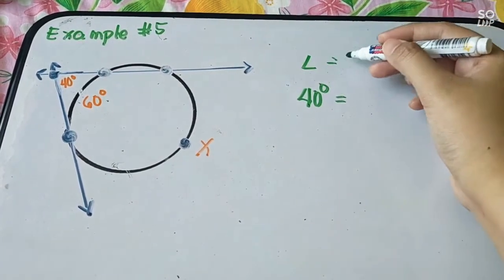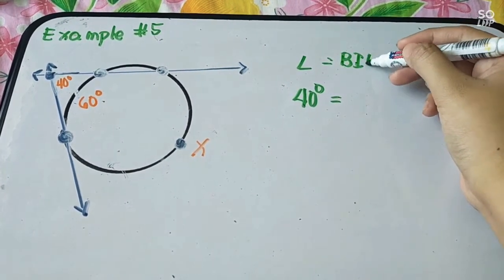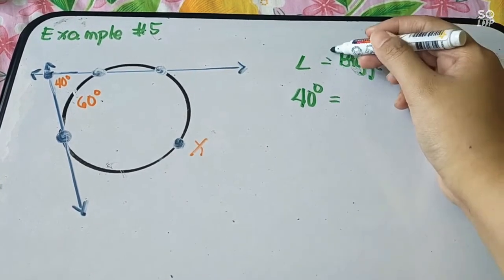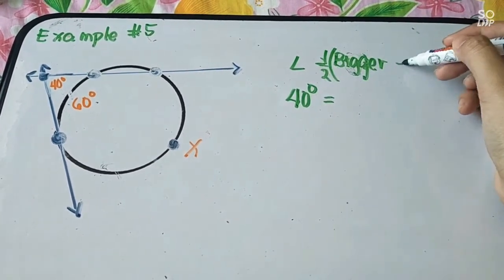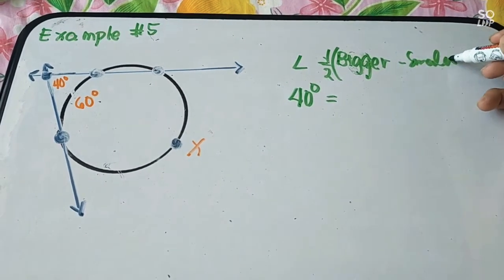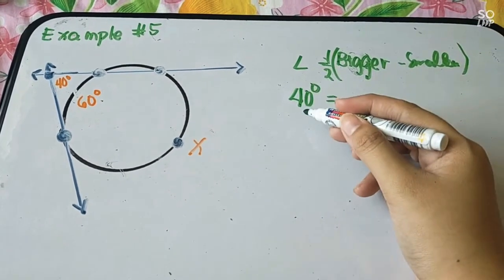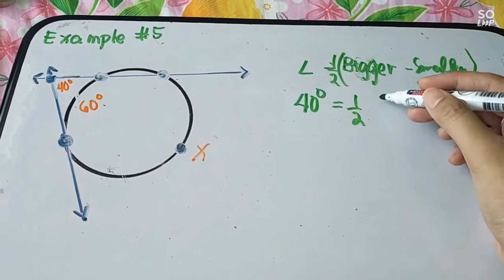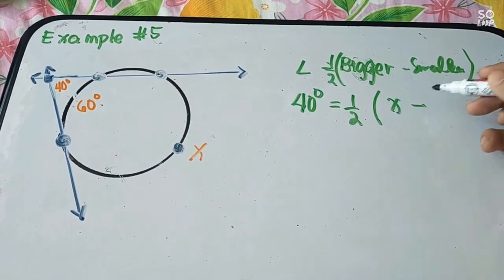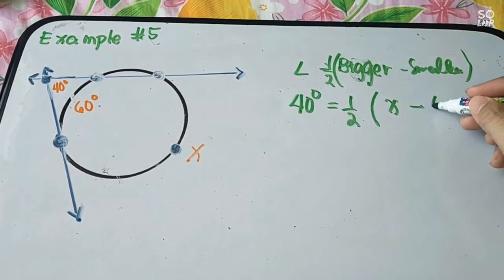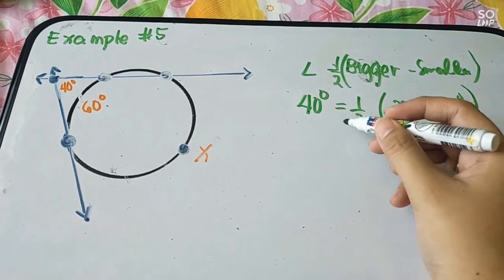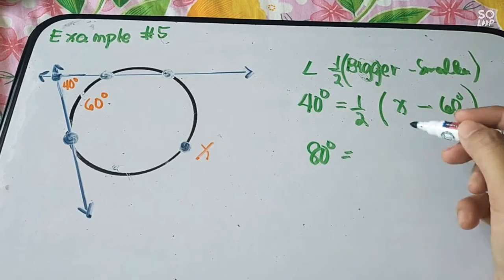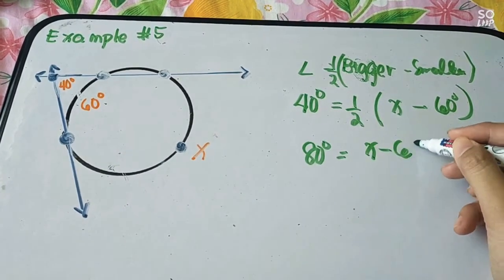So, angle equals 1/2 of bigger minus smaller intercepted arc. Yan. So, 40 degrees ang angle mo is equal to 1/2 of, ang bigger mo ay nawawala, so, x siya, minus, ang smaller mo ay si 60 degrees. So, yan na. Cross multiply ulit. So, 2 times 40, we have here 80 degrees is equal to x minus 60 degrees.